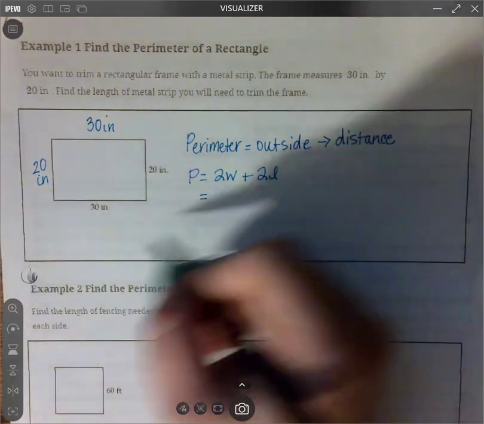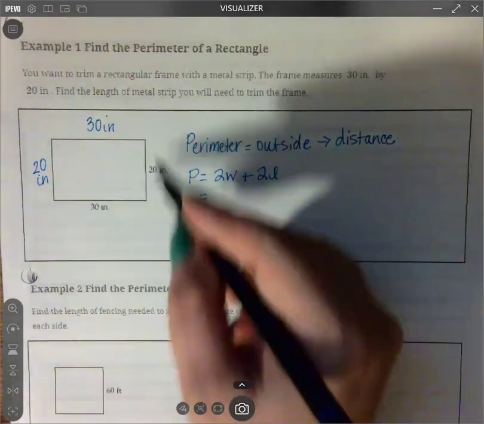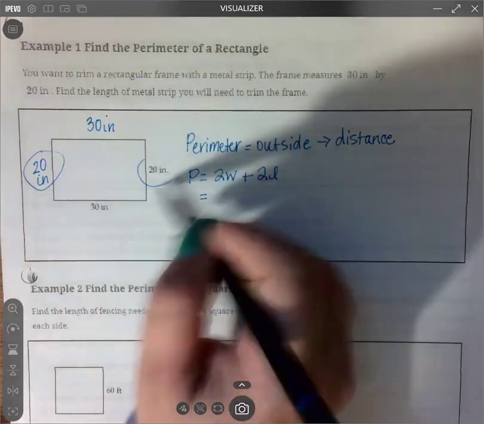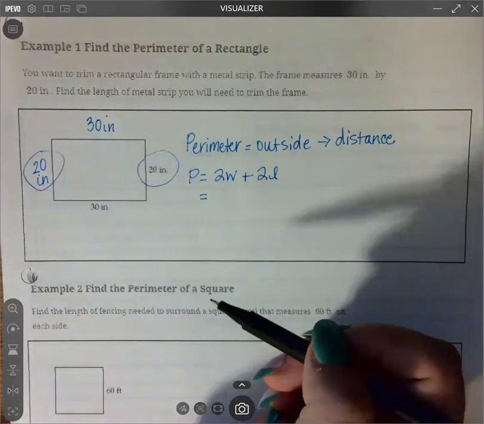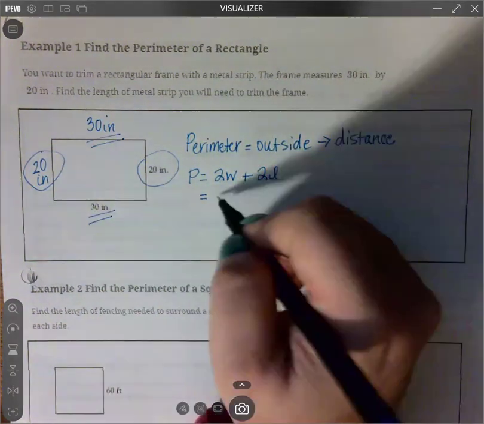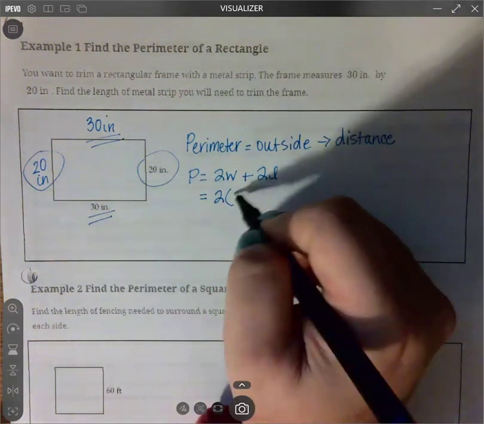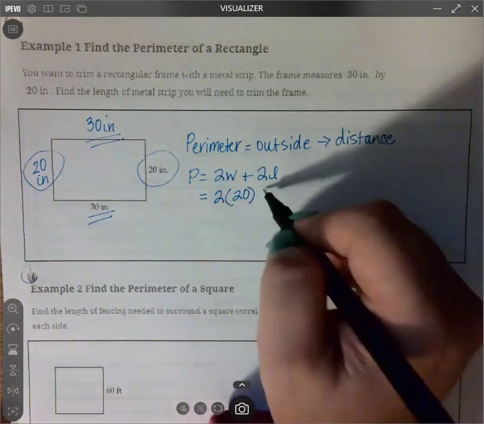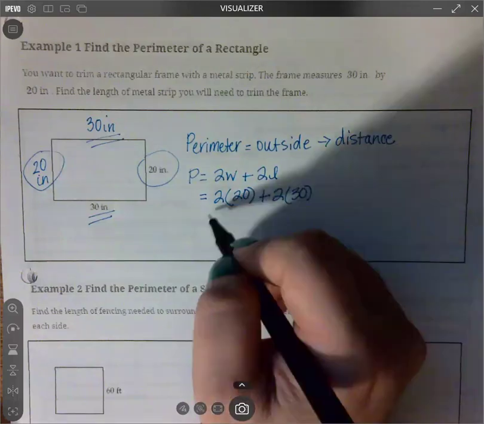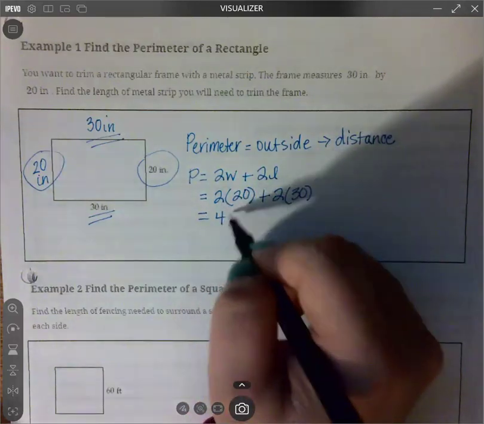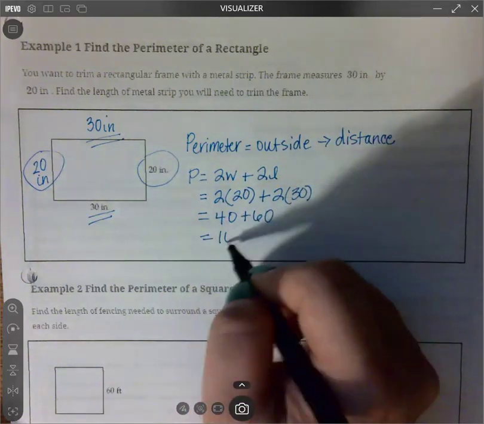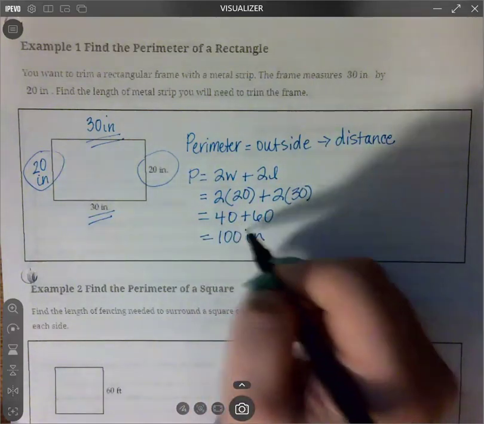Or we can just add up the numbers all the way around. The reason it's 2 times the width is because there are 2 20s, and 2 times the length because there are 2 30s. Again, perimeter is the distance around an object. So we also could just add up the numbers all the way around. Either way, you should get the same answer of 100 inches.